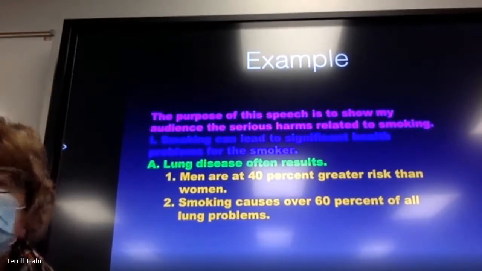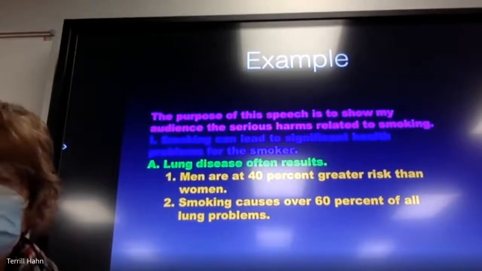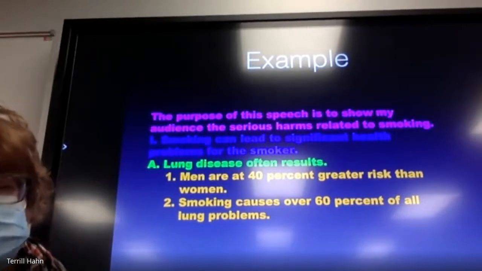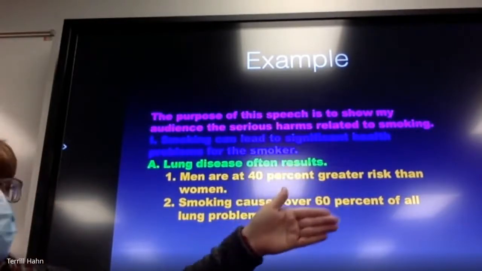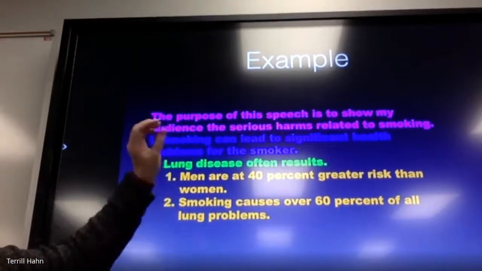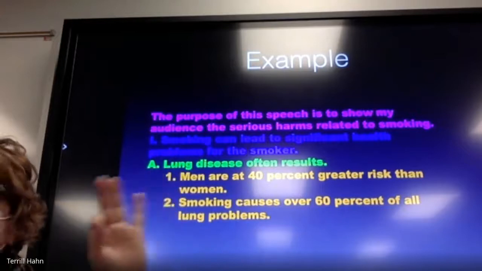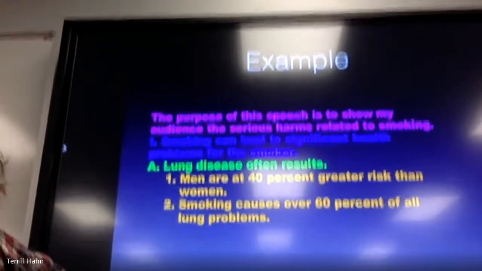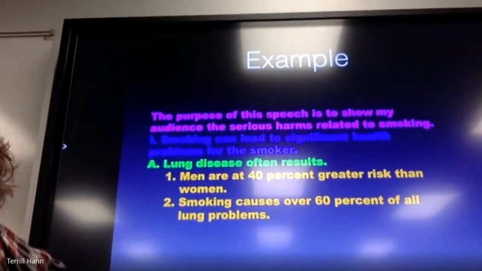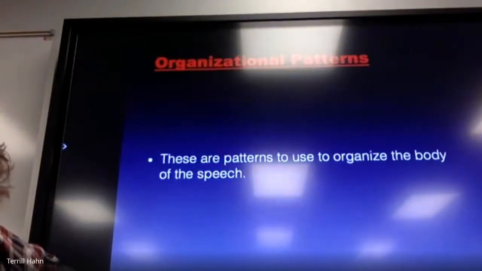All right. So that is an example of doing the body of your speech. You've got Roman numerals for the main points, capital letters for the supporting points, and then your details, you're going to use numbers. Okay? So, next thing we need to look at are organizational patterns. These are patterns that we use to organize the body of the speech. And there are 5 patterns we're going to look at.